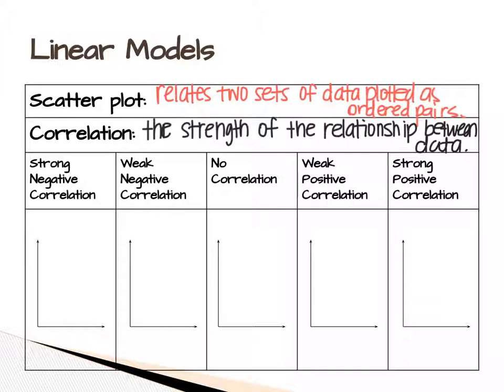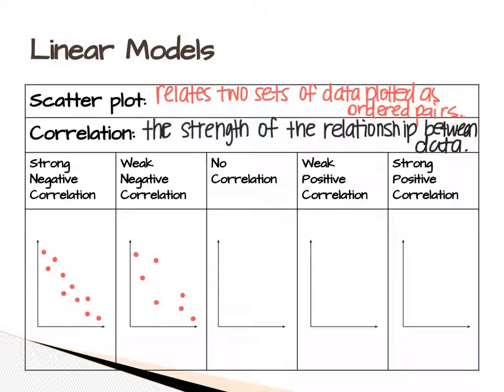There are 5 different correlations that I want you to remember. The first is a strong negative correlation, and that's where the points are close together and they fall down from left to right. The second is a weak negative correlation, and that's where the points are spread apart, but they fall down from left to right.